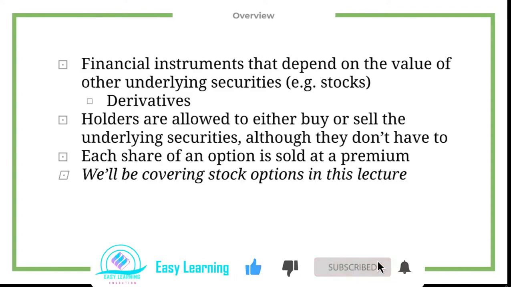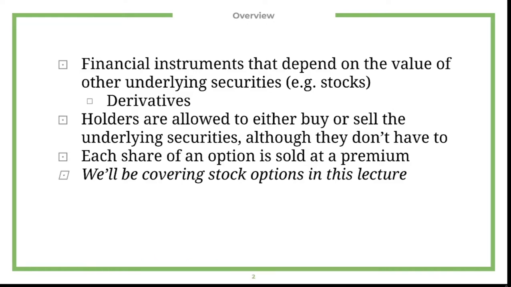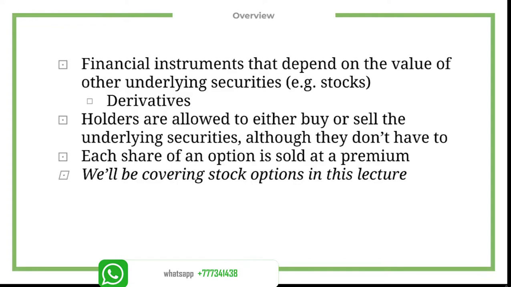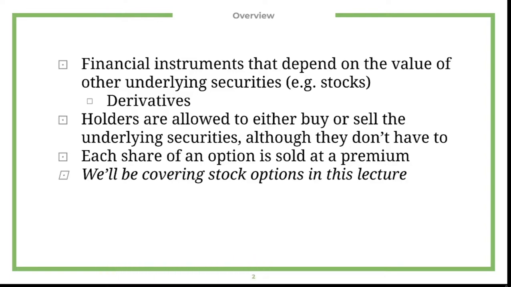If we had a stock option, these options would depend on the value of the stocks that they correspond to. So that would make the stocks the underlying securities. And with options, holders can either buy or sell the underlying securities. They don't have to, but they just have the right to do so. And each share of an option is sold at what we call a premium. In this lecture, we're just going to be talking about stock options.